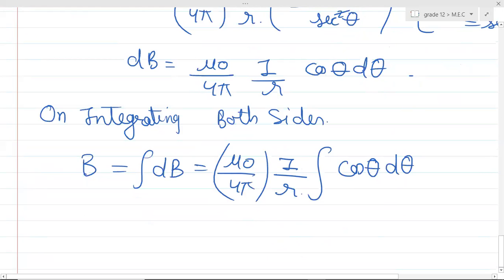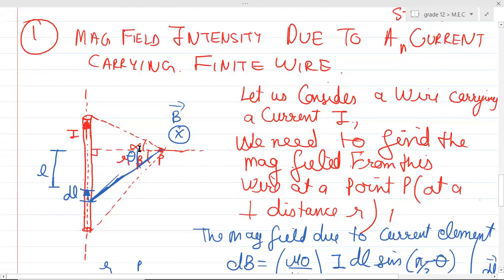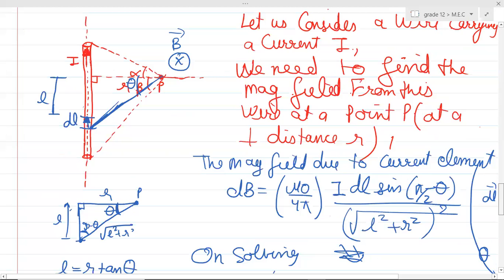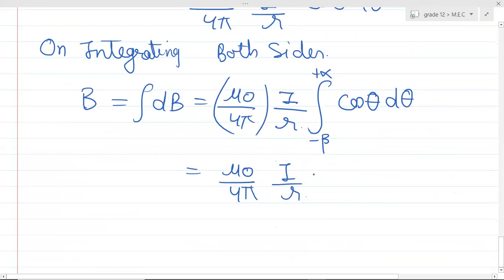Basically what we will do, can you see over here theta, you will put the limits from plus alpha to minus beta. You remember the same thing we did in electricity, plus alpha minus beta? Yes, sir. So the same thing. What is the integration of cos theta? Who will tell me what is the integration of cos theta? Sin theta. Is it minus sin theta or plus sin theta? Plus sin theta.